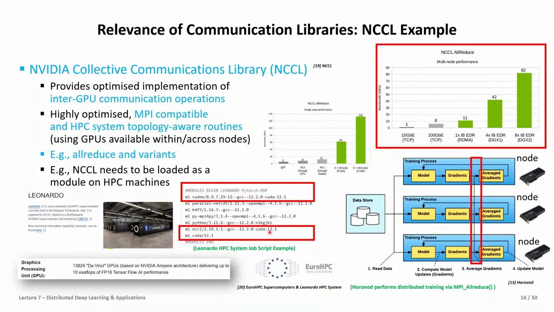And also, as I told you here, with the NCCL library for implementing, for instance, MPI all-reduce very well for accelerators here. This is something you want to load in a module together with the CUDA version, which you remember is the NVIDIA programming model. And this is an example of this system, the Leonardo HPC system, in terms of which modules you have to use when you want to execute on PyTorch-DDP.